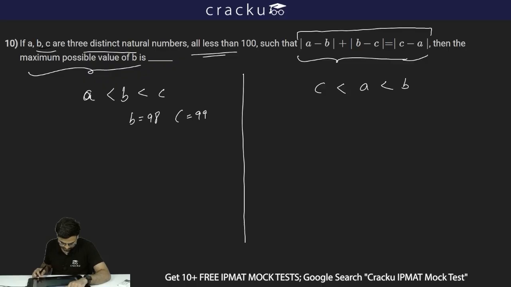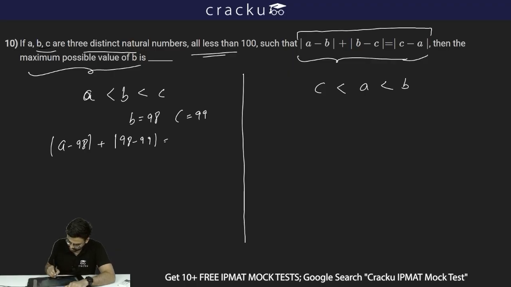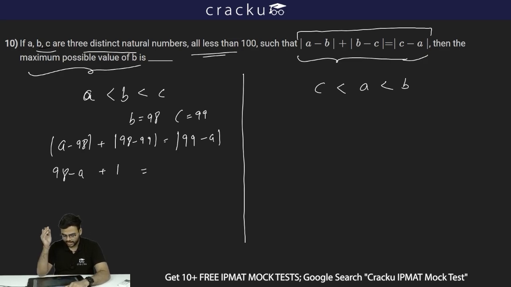So if I just substitute the values, mod of A minus 98 plus mod of B minus C, which is 98 minus 99, will be equal to mod of C minus A. So mod of C minus A will be 99 minus A. Now A minus 98 will be a negative number because A is less than B. So A will be less than 98. So I can write this as 98 minus A after coming out of mod. 98 minus 99 is minus 1, so this will be plus 1, equal to 99 minus A.